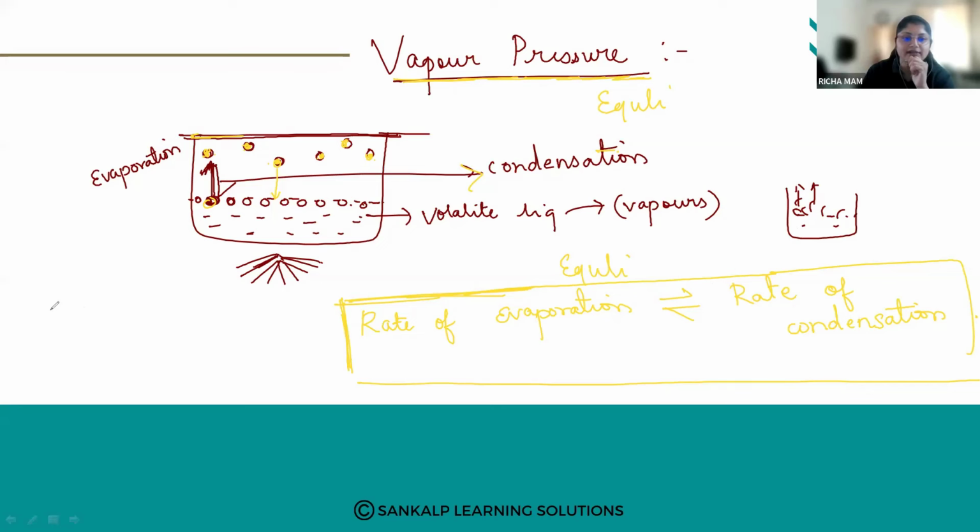Now, what are the factors which affect the vapor pressure? The first one is temperature.